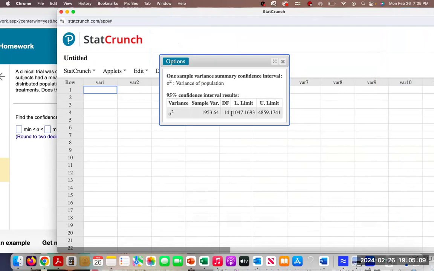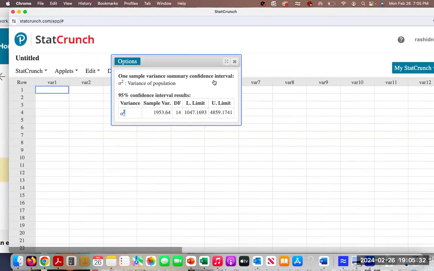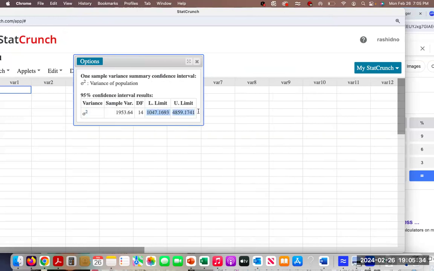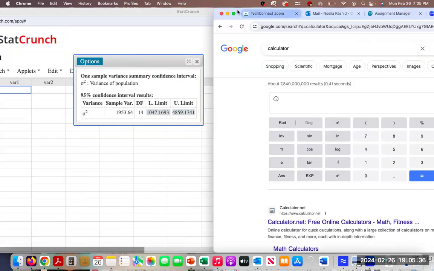Now we have the lower and upper limit for the confidence interval. But keep in mind, this confidence interval is for variance, and what we want is for standard deviation. So we're going to have to take the square root of the lower and upper limit to get rid of the square. That way, the confidence interval is going to be for standard deviation. I'm going to use the calculator to take the square root of the lower and upper limits.